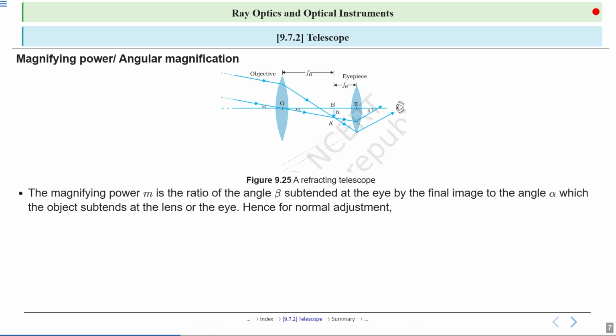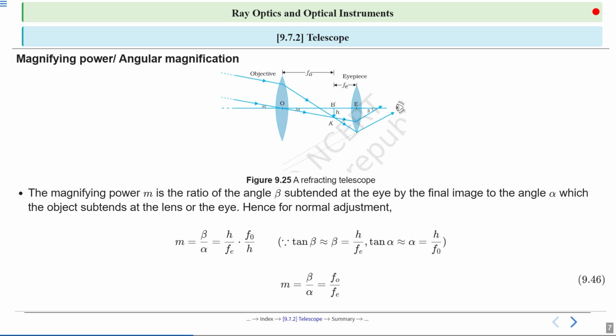As you can see in the diagram, the alpha angle is the angle subtended by the object at the eye, or we can say the objective lens, and beta is the angle subtended by the final image at the eye. The ratio is fundamental in determining how much larger the image appears compared to the actual object.